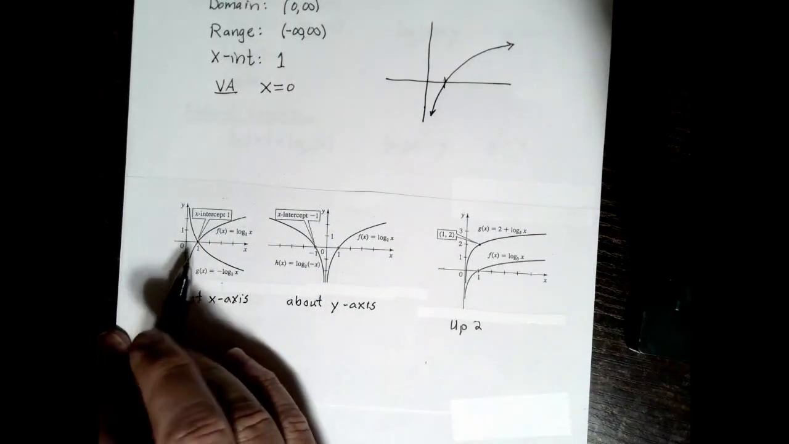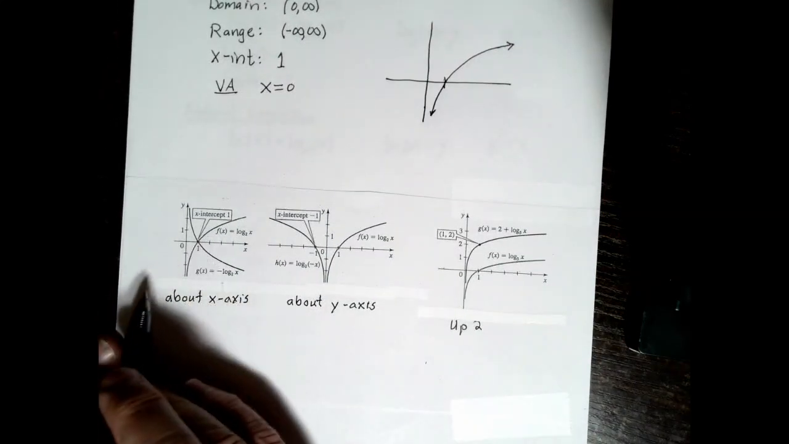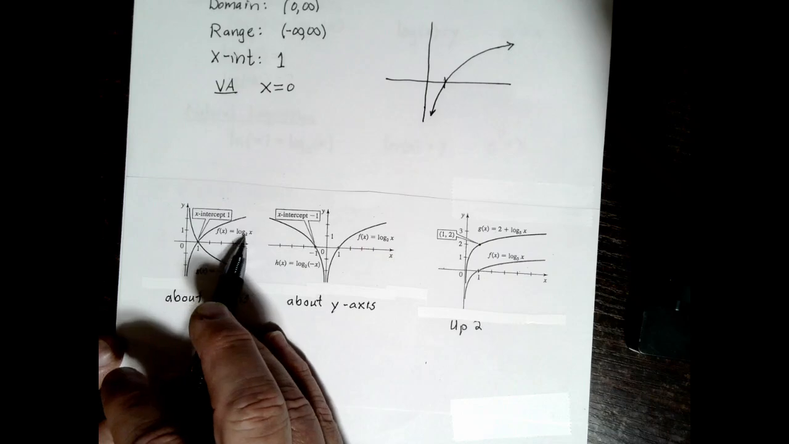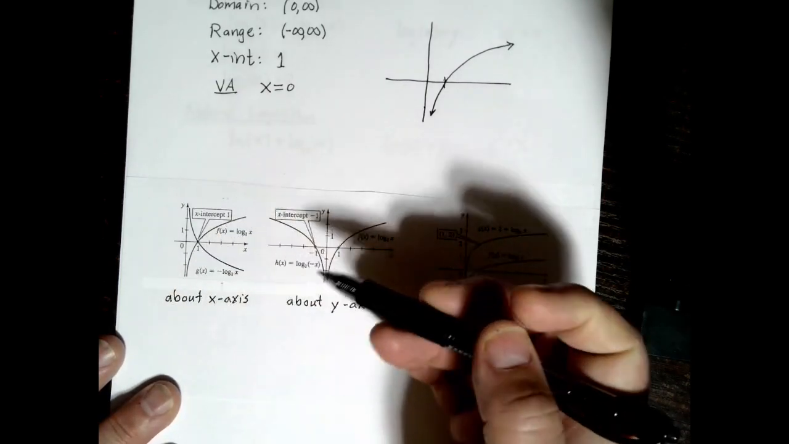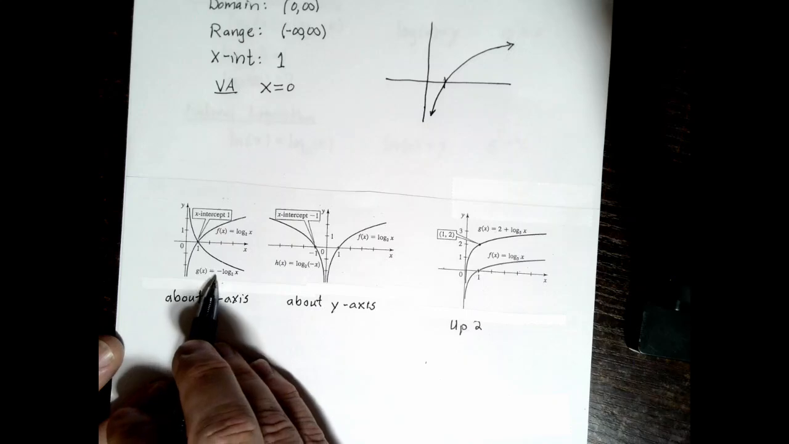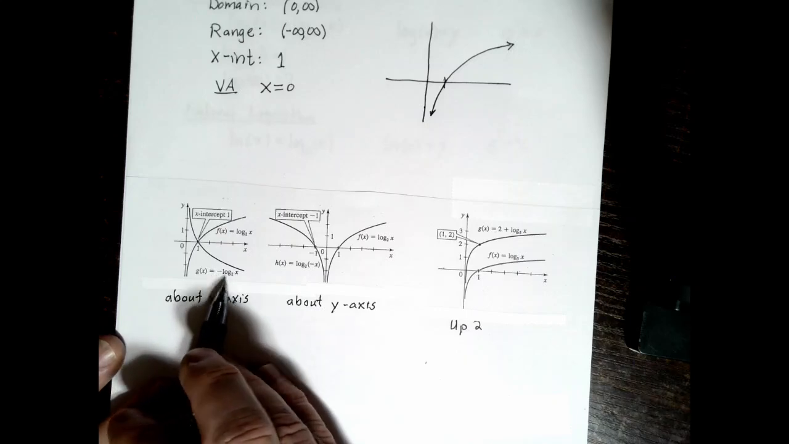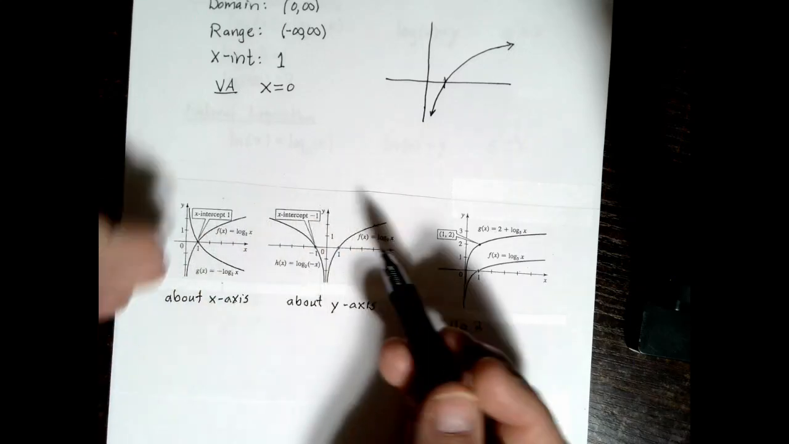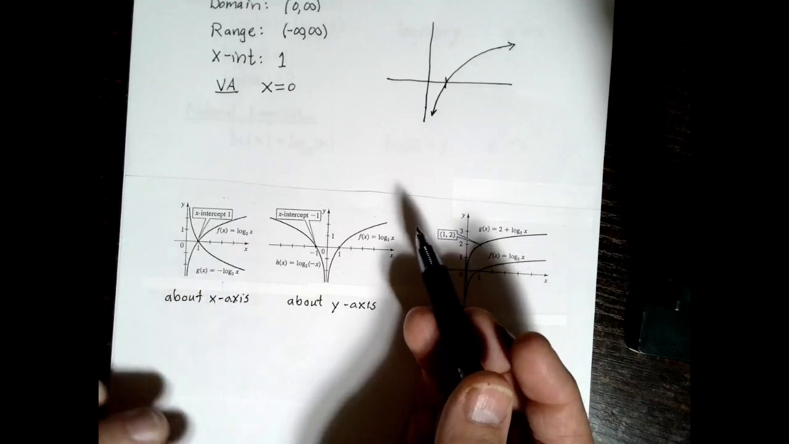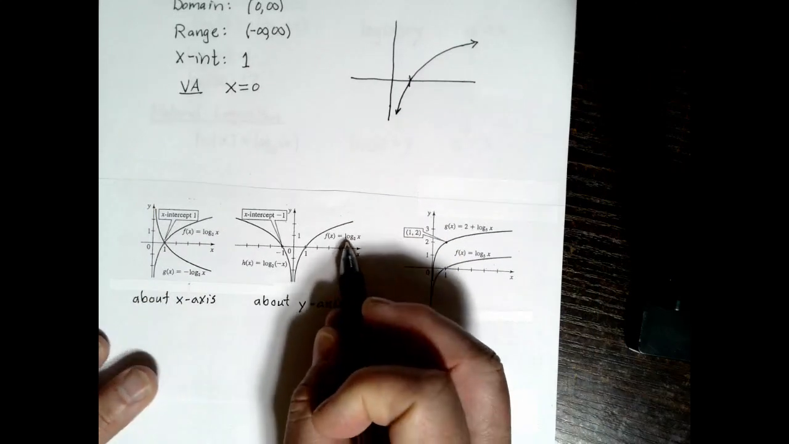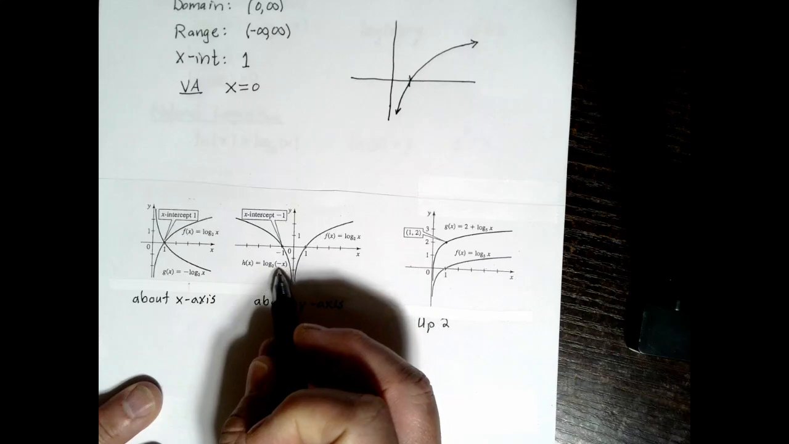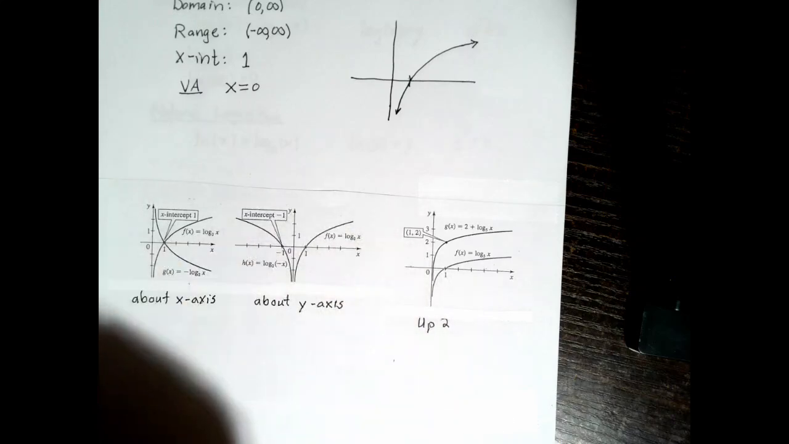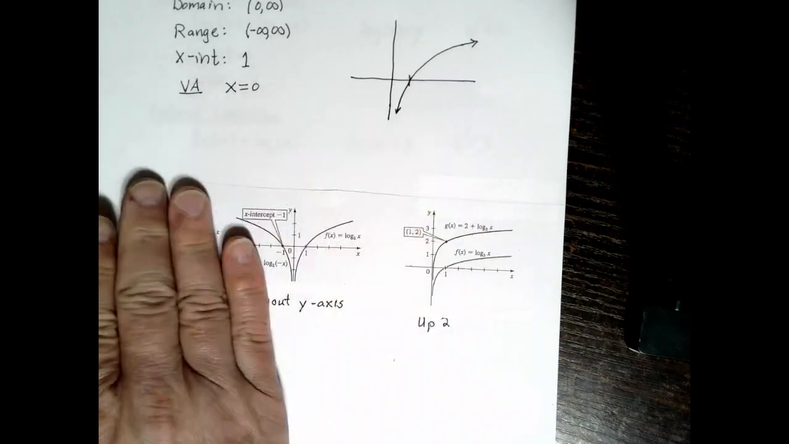So what happens when you graph log base 2 of x? We know that it crosses at 1, 0 and shoots up to the right like we'd expect. But if you want to graph negative log base 2 of x, it's going to pivot on the x-axis. Now if you take log base 2 of x and you put a negative on the inside of the function, it flips on the y-axis.